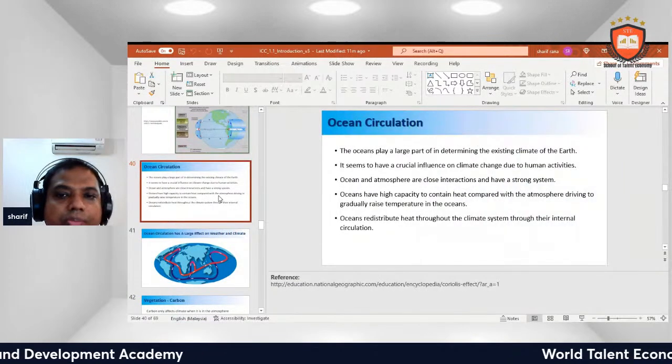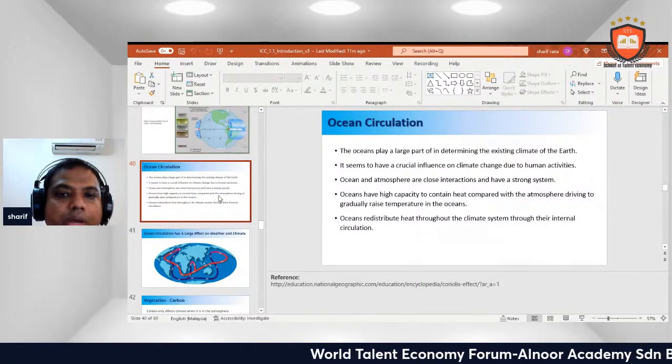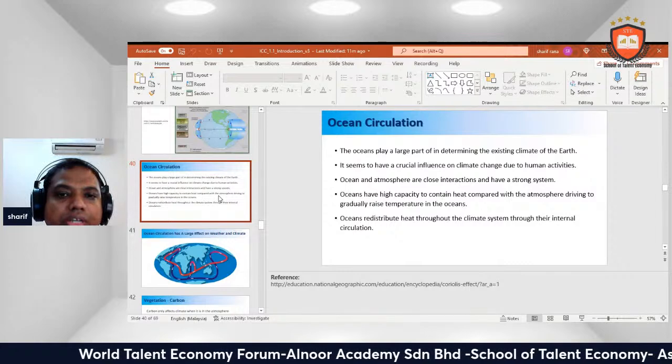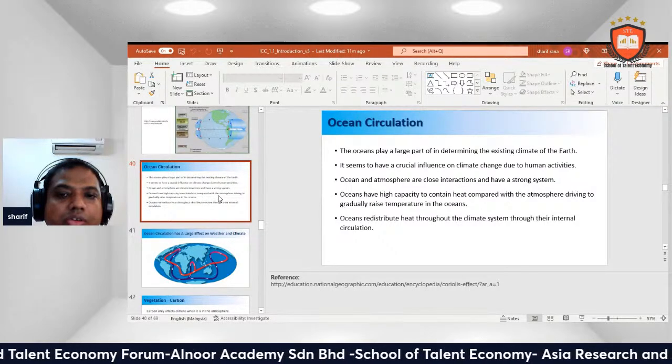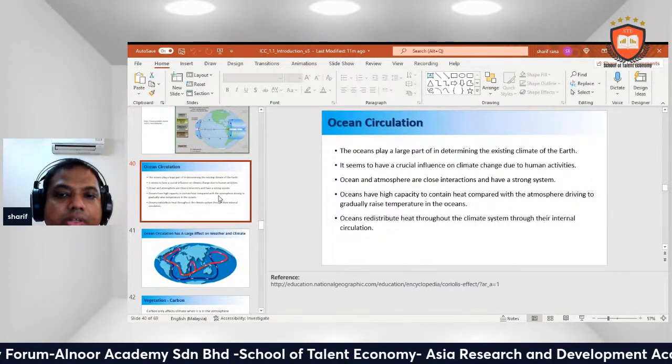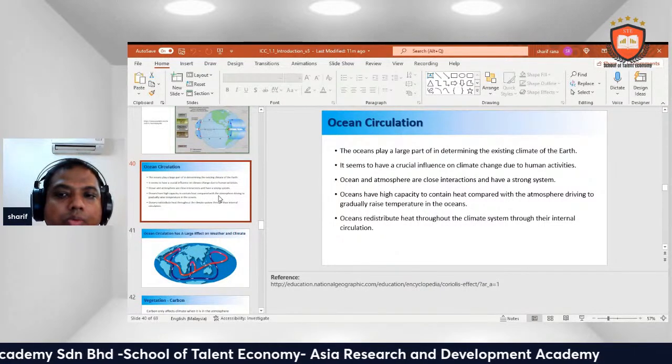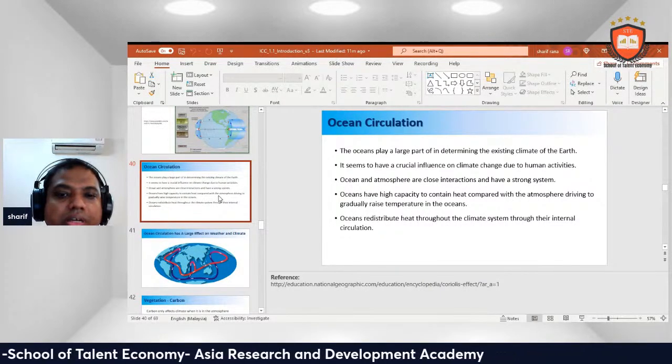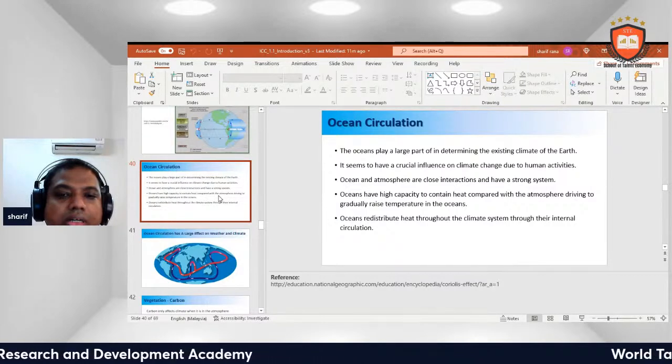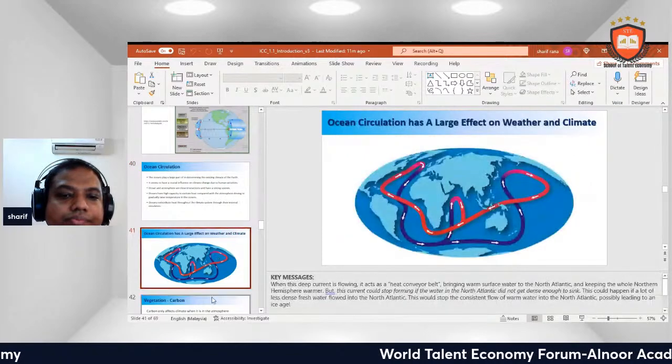Ocean circulation: the ocean plays a large part in determining the existing climate of the Earth. It seems to have a circular influence on climate change due to human activities. Ocean and atmosphere are closely interfaced and form a strong system. The ocean has a high capacity to contain heat compared with the atmosphere, leading to a gradual rise in temperature in the oceans. The ocean redistributes heat throughout the climate system through its internal circulation.